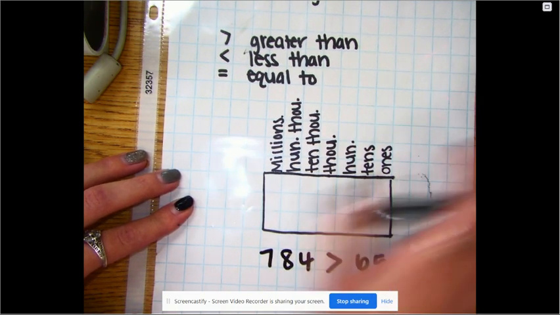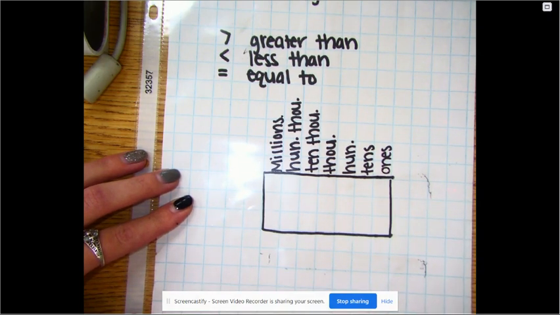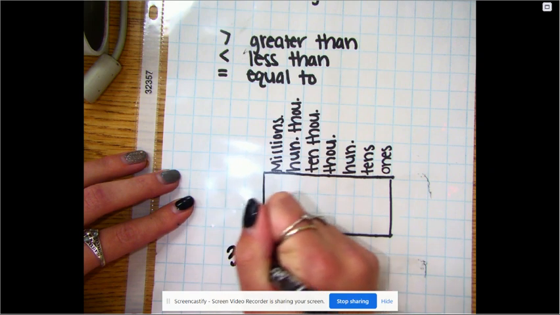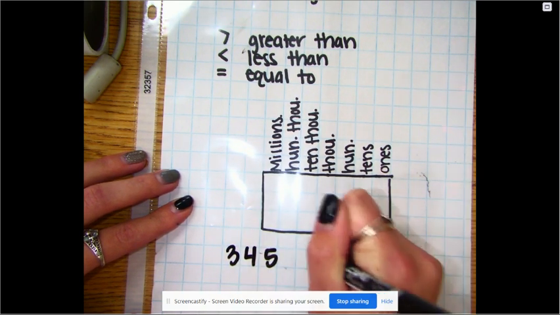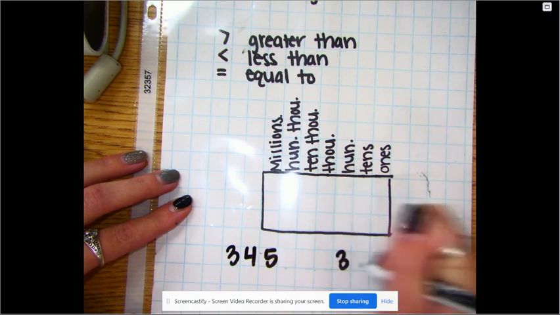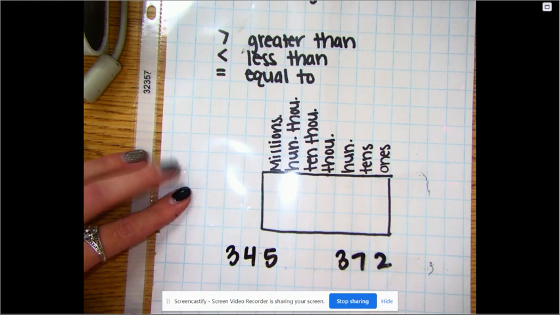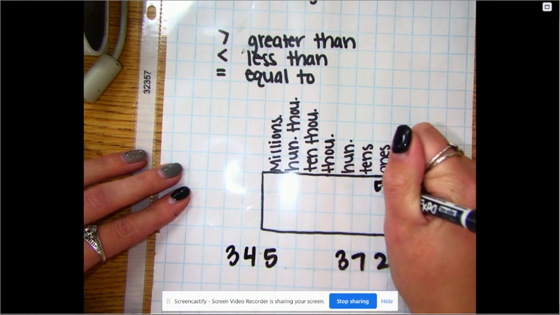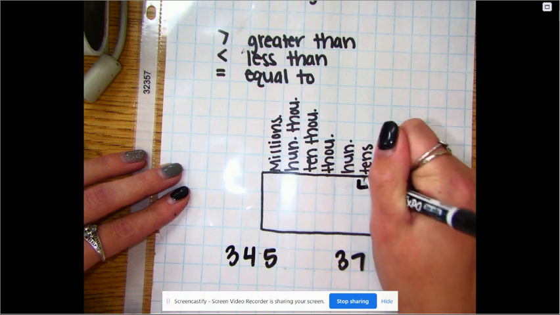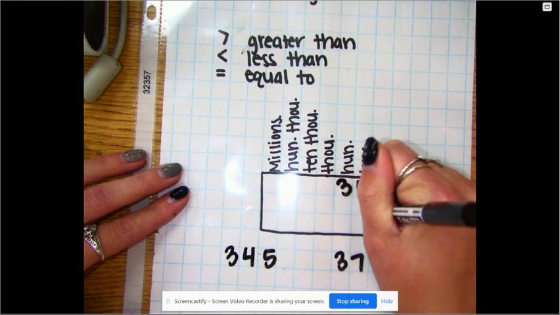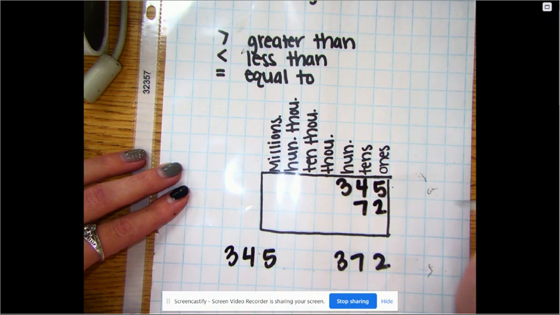Let's try another digit. Let's say I have the digit 345 and the other digit is 372. Well, I'm going to use my handy dandy place value chart and line them up. So I put my 5 in the ones, my 4 in the tens, and my 3 in the hundreds. Then I just repeat with my other numeral. 2 in the ones, 7 in the tens, 3 in the hundreds.